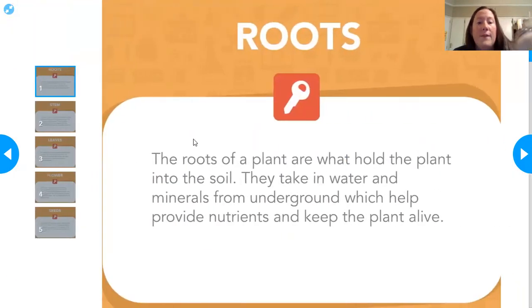Well, perfect. We start off with roots. The roots of a plant are what hold the plant into the soil. They take in water and minerals from underground, which help provide nutrients and keep the plant alive. Oh, we learned that. We talked about that yesterday. Kiss our brains. All right, let's keep going.